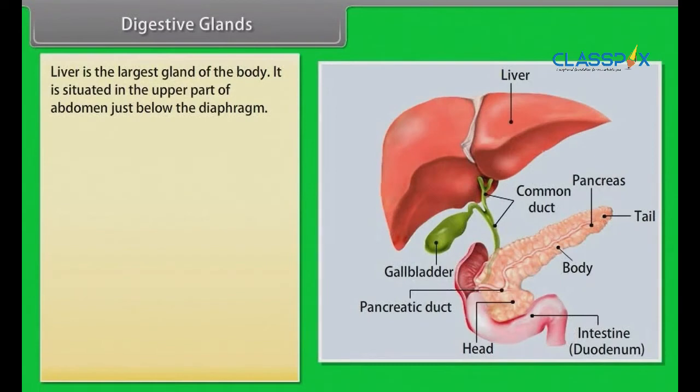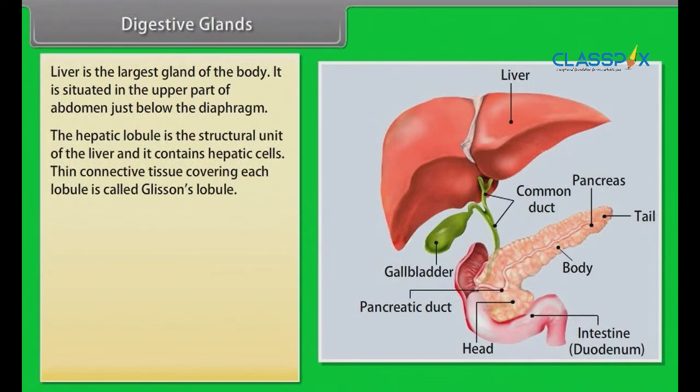The liver is the largest gland of the body. It is situated in the upper part of the abdomen just below the diaphragm. The hepatic lobule is the structural unit of the liver and it contains hepatic cells. The thin connective tissue covering each lobule is called Glisson's capsule.